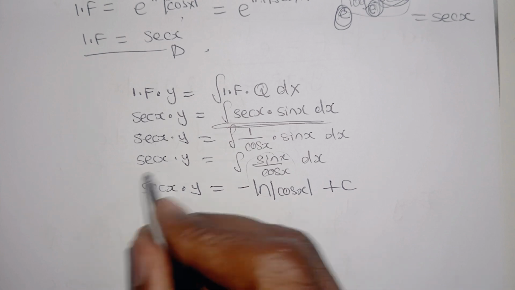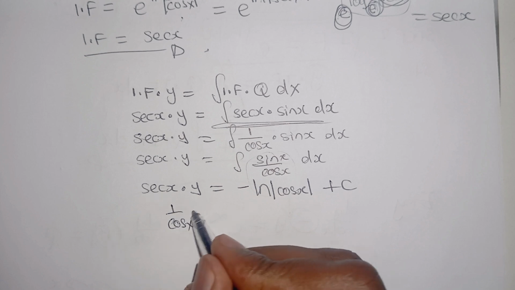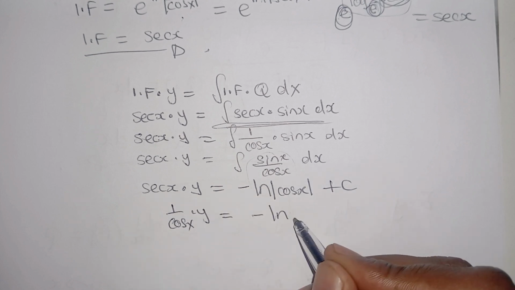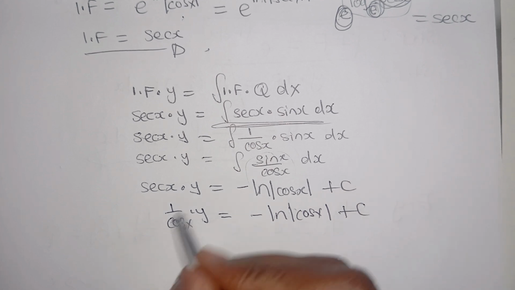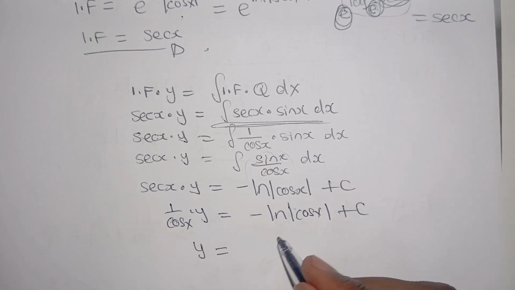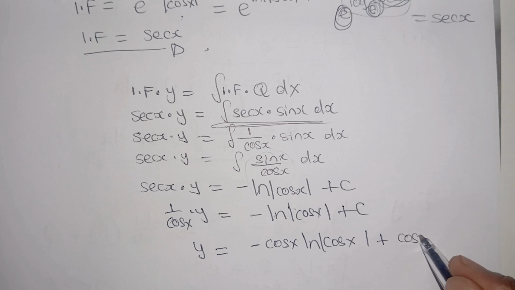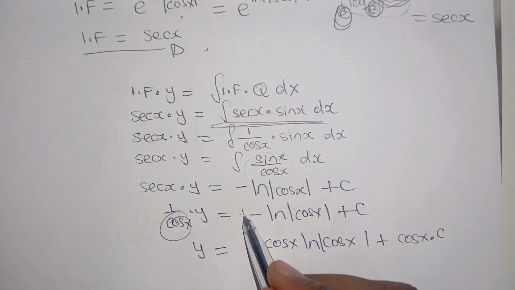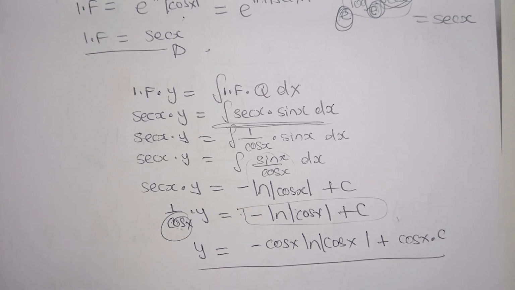Now we have to change this into 1 over cos x, right? Then y is equal to negative cos x ln cos x plus c. So the final answer, y is equal to negative cos x ln cos x plus cos x multiplied by c, right? Because we took this and multiplied by it throughout here, so we have to expand it into this multiplied by this and this multiplied by this, then we are done.